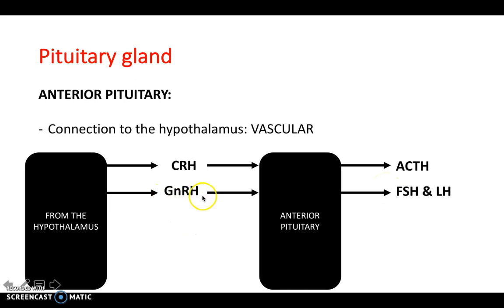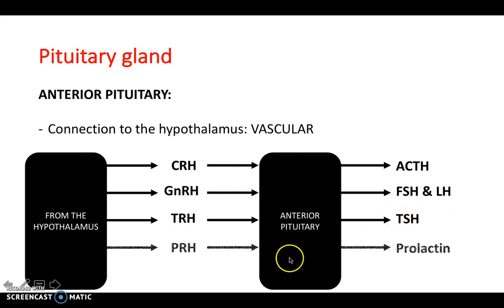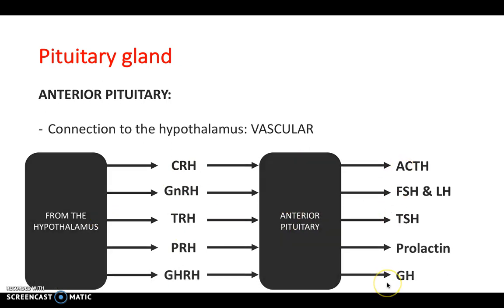So gonadotrophin releasing hormone causes the release of FSH and LH. Thyroid releasing hormone causes the release of thyroid stimulating hormone from the anterior pituitary. Prolactin releasing hormone releases prolactin, and then growth hormone releasing hormone releases growth hormone. So actually it's a bunch of hormones that are released from the hypothalamus acting on the anterior pituitary to release a bunch more hormones.